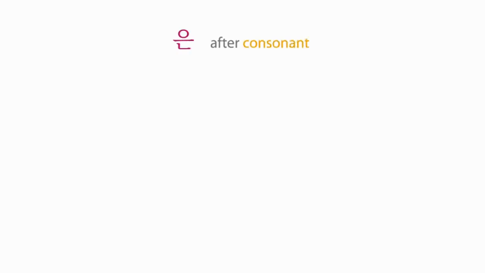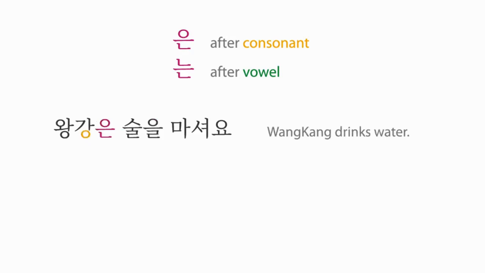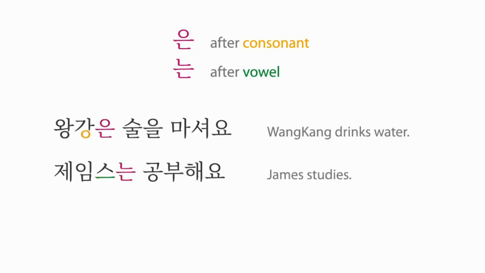Topic marker particle. The topic or theme of a sentence is what is being talked about. The topic particles are 은, 는. They are put after the topic of a sentence. 왕강은 술을 마셔요. 제임스는 공부해요. 저는 세수해요.